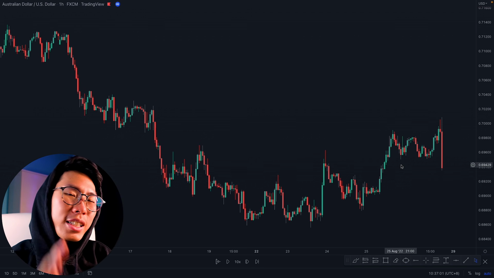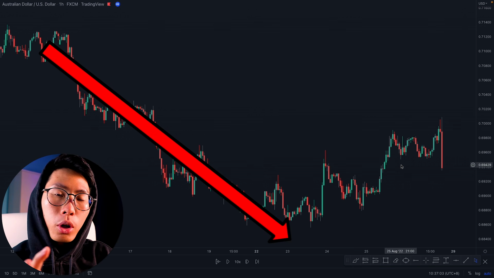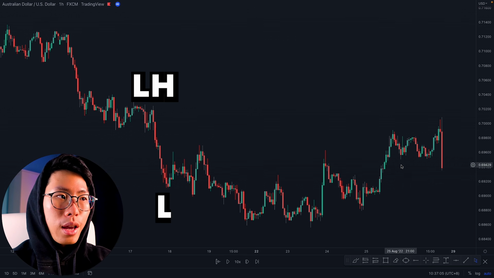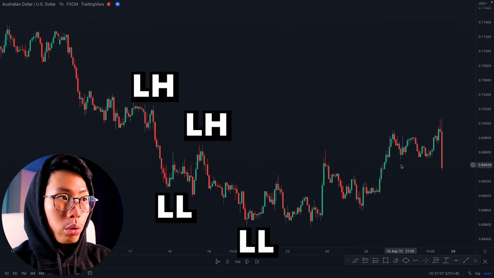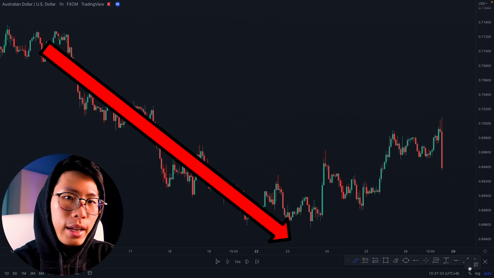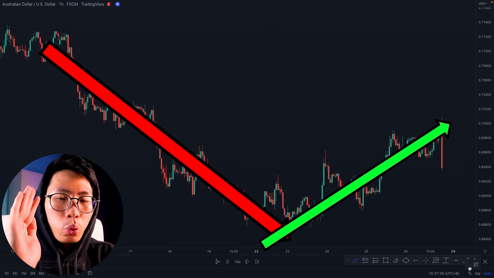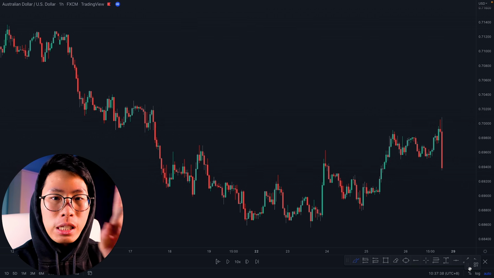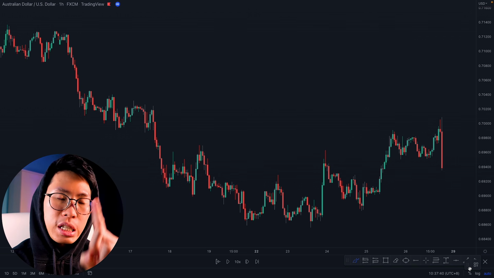Right now, you can clearly see that price is in a downtrend because price has been making lower highs and lower lows, lower highs and lower lows. You can see that price has just been going down and then now it just made this major retracement, and that's the first sign, right? That's the first sign that tells us that price is in a downtrend.